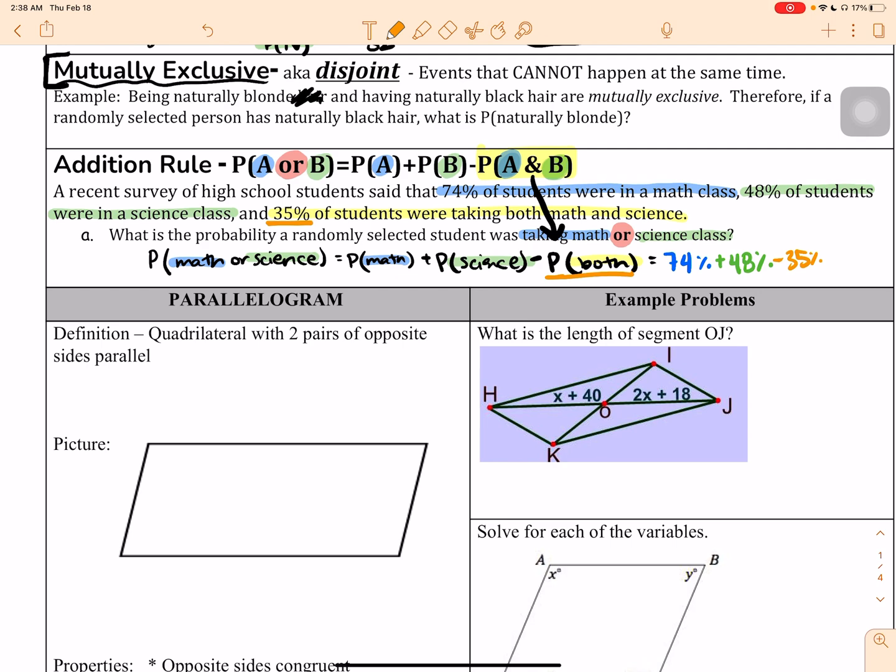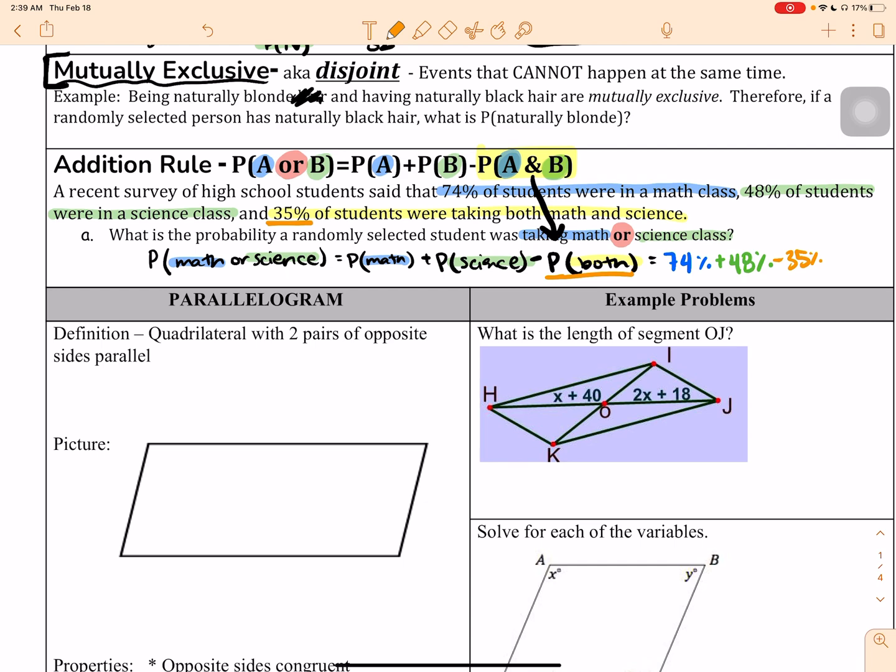Okay, so their names will be duplicated on that list. And I don't want that to happen, because then that would skew my data and I would get the wrong probability. So we have to subtract out those students who are taking both math and science, so that we can just see, okay, what's the probability of math or science, right? So we cannot just add math and science together.